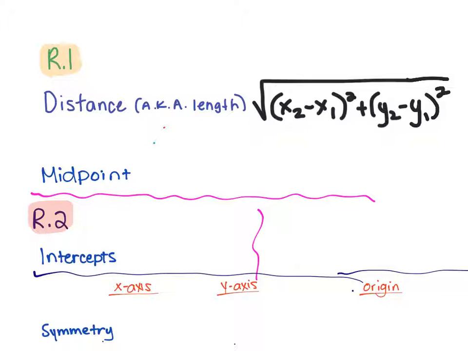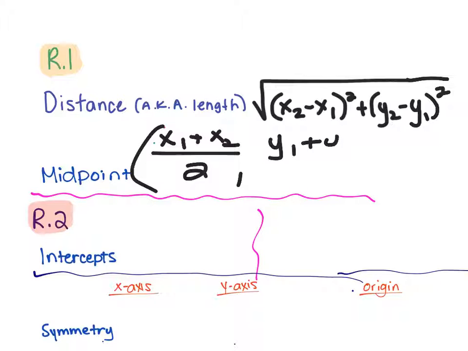Okay, then the midpoint is (x1 plus x2) over 2, comma, (y1 plus y2) over 2.